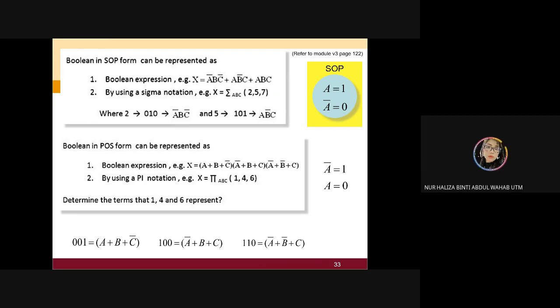Okay, now you can see over here, under POS, it is totally different from your SOP, because your A bar will be 1 and your A will be 0. You can see here, that is totally different. That's why you need to look into the type of Boolean expression first. Then, after you know the Boolean expression, you will apply the things.